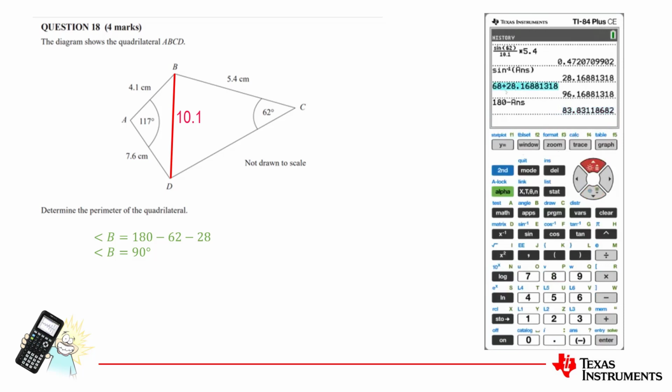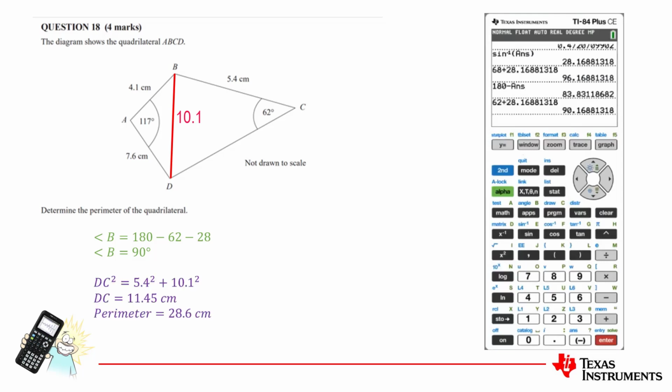But instead of redoing all that calculation again, I'm going to copy that, bring it down, and scroll through and change that to a 2. So 62 plus 28 gives me 90. So I know that if those two angles added up to 90, that means that my angle DBC also has to be 90 degrees. So that angle at B is 90, and therefore I use Pythagoras to find that D to C is 11.45, and therefore my perimeter was 28.6.